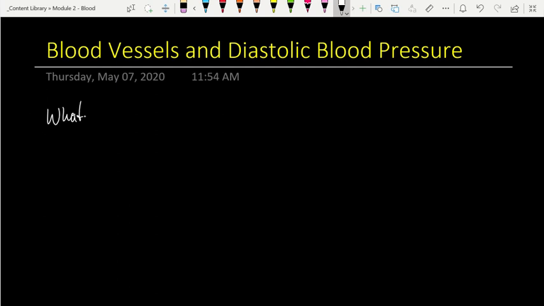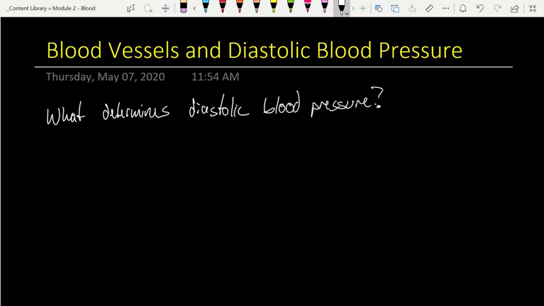What determines diastolic blood pressure? And that's a fascinating question. We all know what this number is, right? Whenever we go to the local pharmacy down on the corner and we sit in that machine and it tells us our blood pressure, we end up with a blood pressure reading.